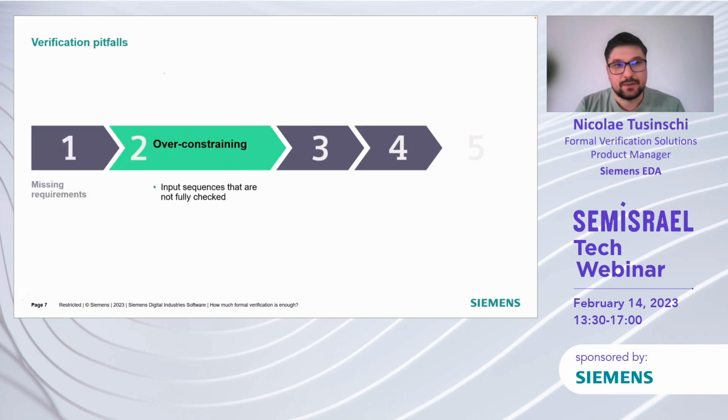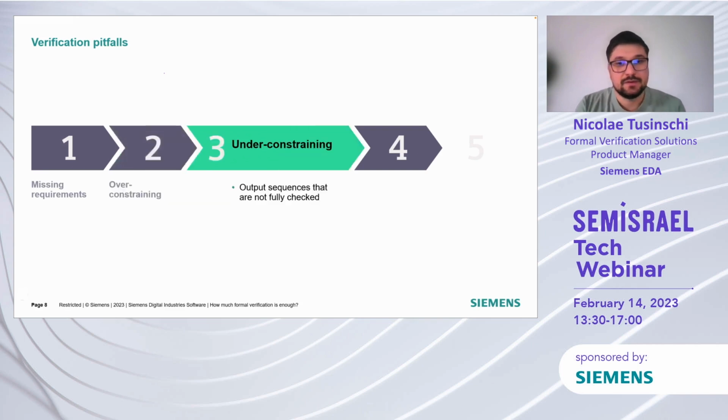Another pitfall that we see is over-constraining. What we mean here is that we are over-constraining input sequences that are not fully checked, and also the input sequences of the antecedents in the assertions, and also over-constraining with the assumptions we have. Another pitfall is under-constraining. This is where not all the outputs are fully checked, so we are missing verifying some output sequences as well.